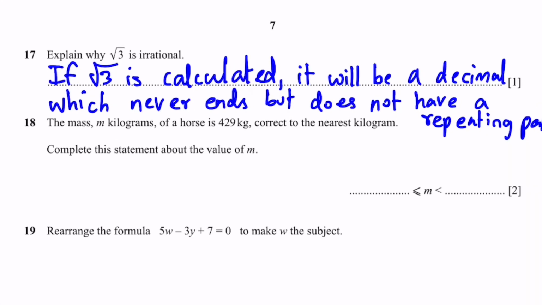And only if it ends or has a repeating pattern, it is rational. If it has a repeating pattern, at least it can be written as a fraction. But root 3 cannot be written as a fraction.